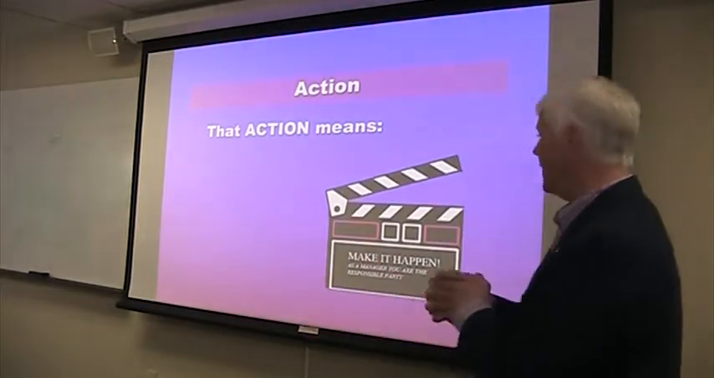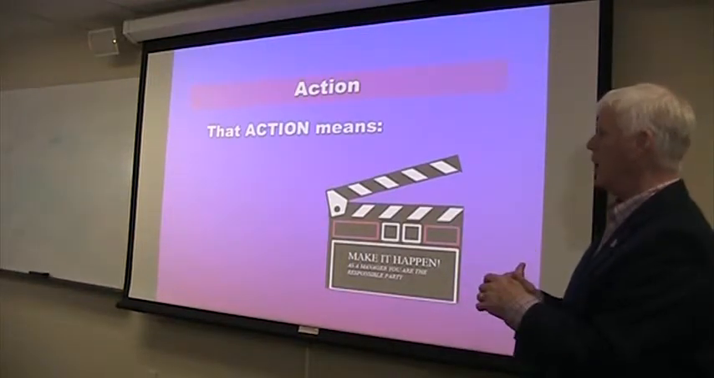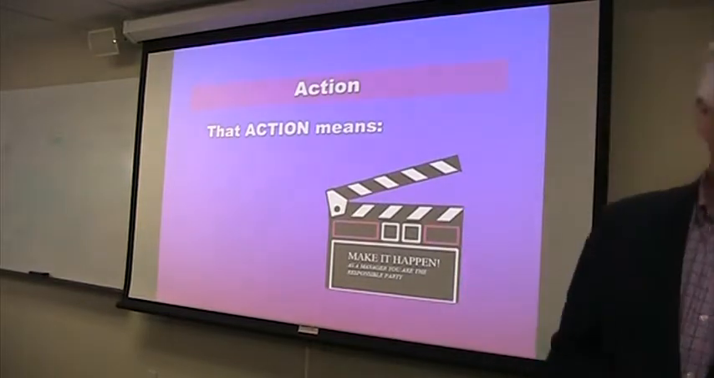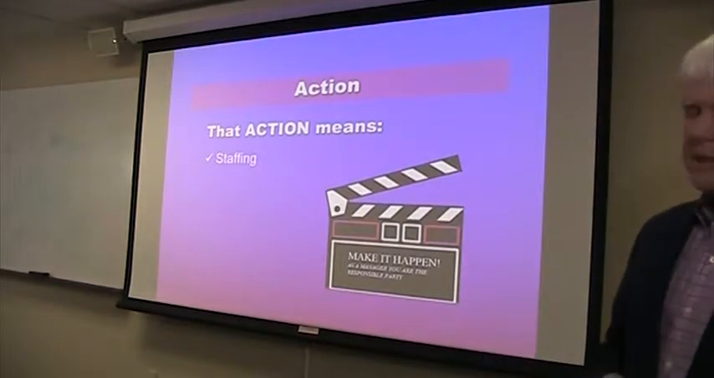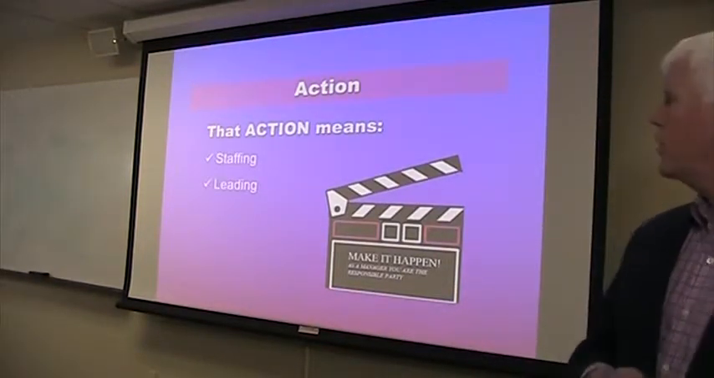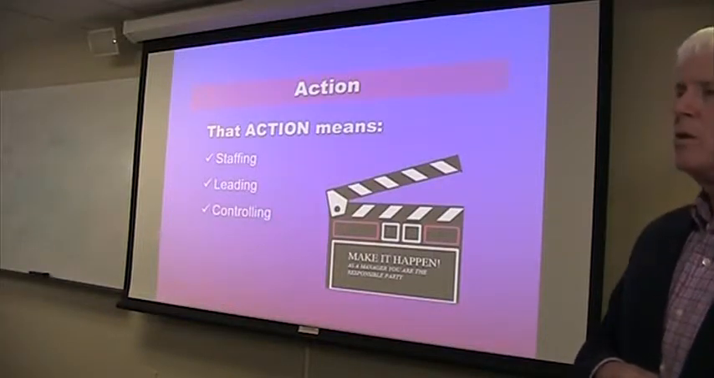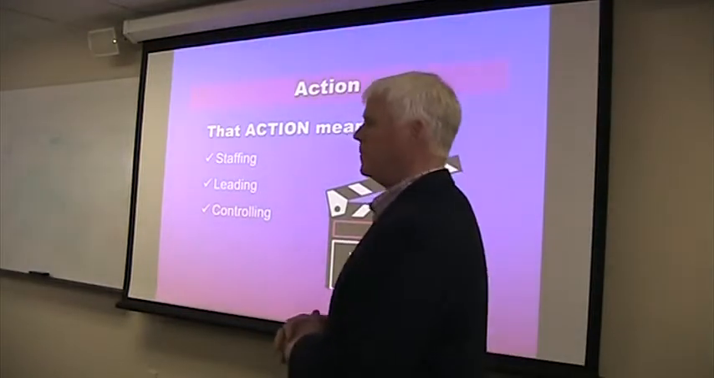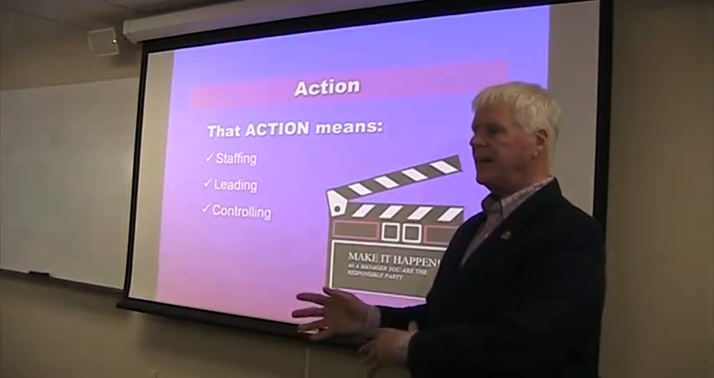Thank you. All right. So we've gone over the P a little bit, we've gone over the O a little bit, now we're going to do A. A, action. There are 3 parts, right? The first thing is staffing. The next piece is leading, and then we're going to control. Now, controlling is actually the opposite of the plan. You cannot control anything if you don't have a plan.